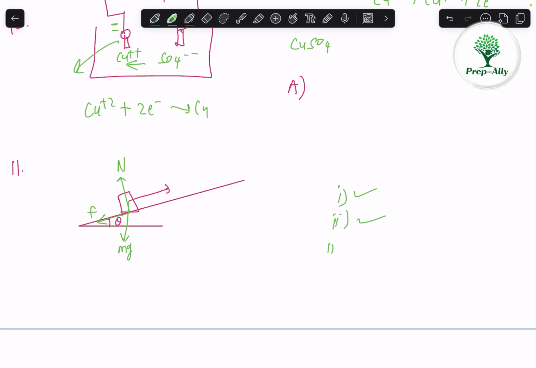And the third one is the frictional force. You can see from the diagram, friction is acting in the opposite direction of this external force, which we call capital F, let us say. So we have to overcome that also. So all the three, that means option number D is correct.